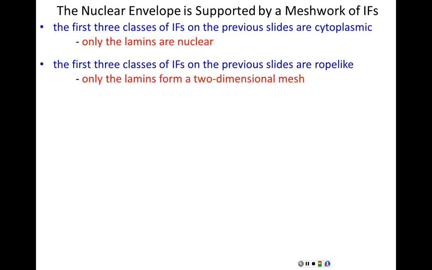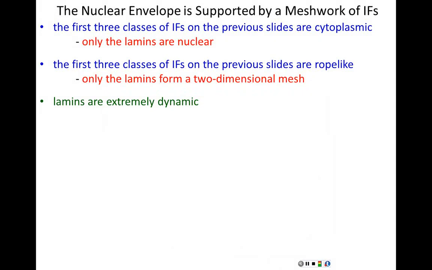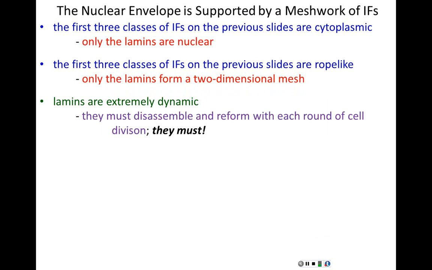The lamins are different from that. The lamins form a 2-dimensional mesh, truly the wicker basket idea. The lamins run perpendicular to one another, so these are individual lamin bundles we see here, running perpendicular to each other, being interwoven with one another, truly forming a 2-dimensional protein mesh. In addition, unlike other intermediate filaments, lamins are extremely dynamic, and they actually have to be.